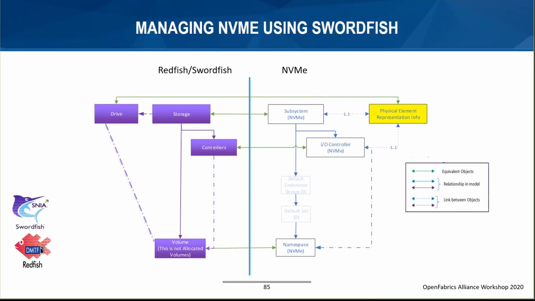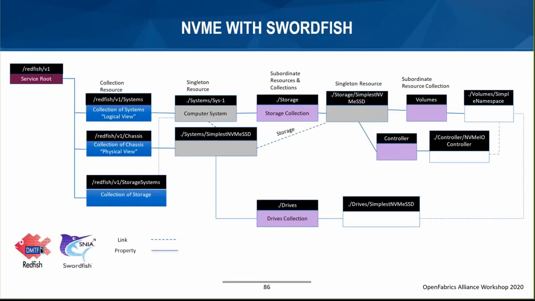Next slide, please. So this is the Swordfish model, which incorporates NVMe resources. As we see again, the model starts with Redfish. We have Redfish V1 Systems, which is a collection, and we have a computer system singleton resource called sys1, which has a storage collection, and the NVMe subsystem is the storage under the storage collection.